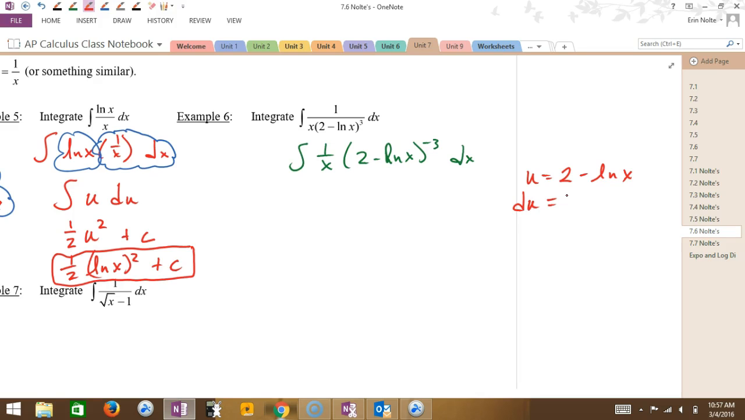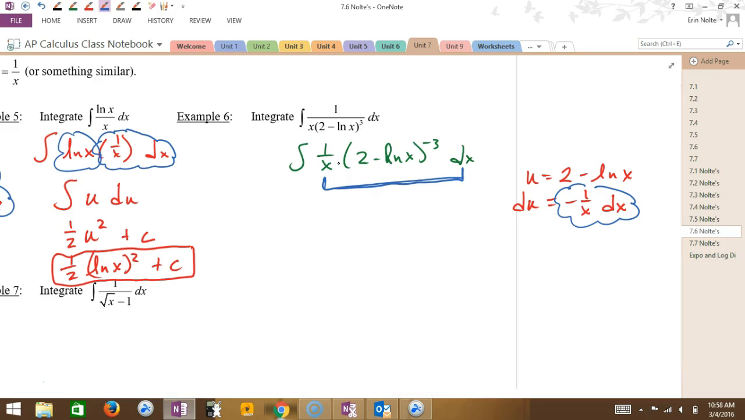Okay, so what's the derivative of 2 minus the natural log of x? Good, -1/x. And what do I have to include? dx. Okay, so now do you see how this part, let me use blue, this part, the du, is equivalent to this part almost? Do you see that? How is it almost the same?